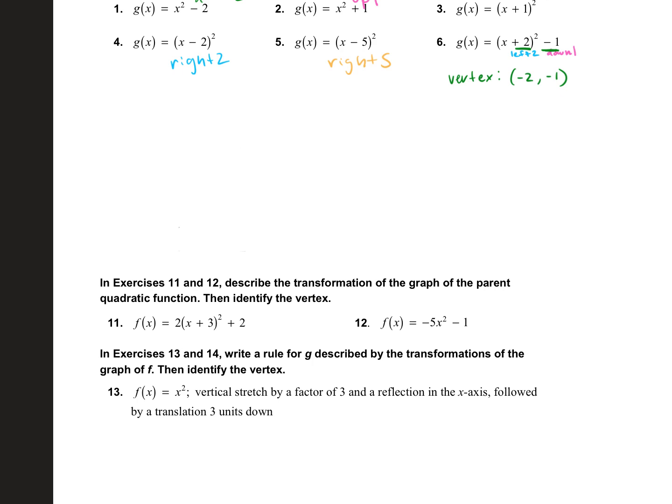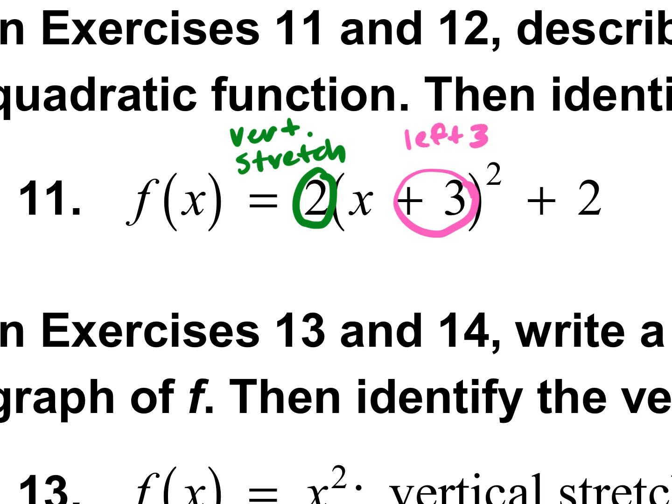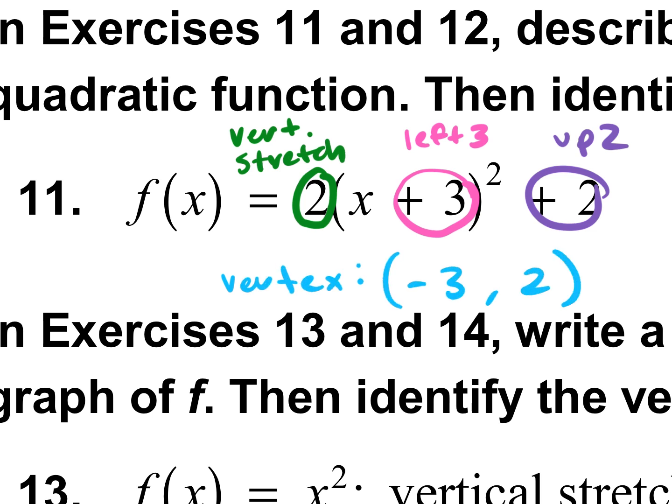All right, for number 11 and 12, we're describing the transformation of the parent function and identifying our vertex. So we want to just go through each transformation. When we multiply by 2 on the outside, what is that? Vertical stretch. When we add 3 on the inside, left 3. And then when we add 2 on the outside, up 2. And what would our vertex here be? Negative 3, positive 2. -3, +2. Awesome.